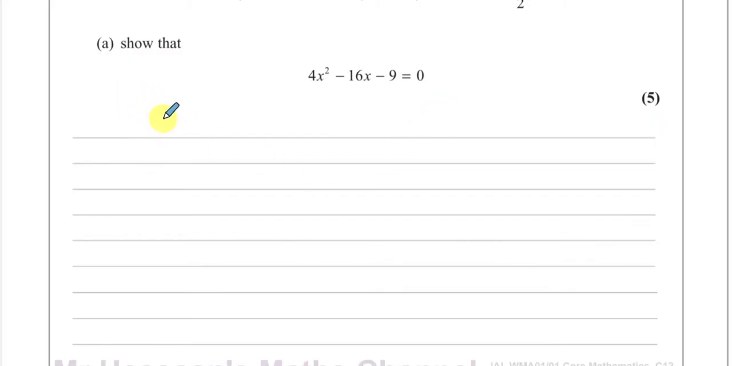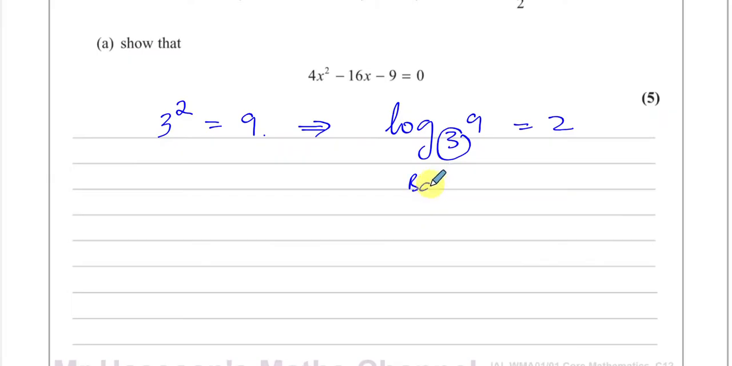So for example, if I know that 3 to the power of 2 is equal to 9, I can rewrite this in terms of logarithms: the log to the base 3 of 9 equals 2. So this is the base, and this is the power, the exponent, the index, and this is the answer. In terms of converting between index form and log form, this is the format: 3 is the base, this is the power, this is the result.